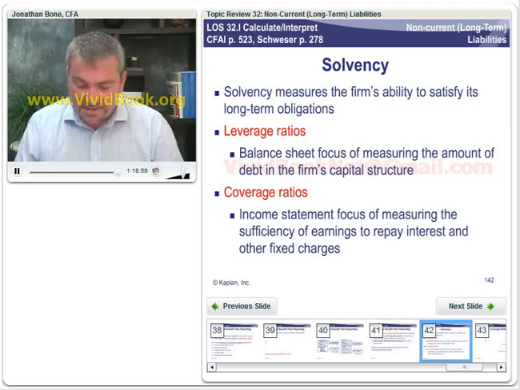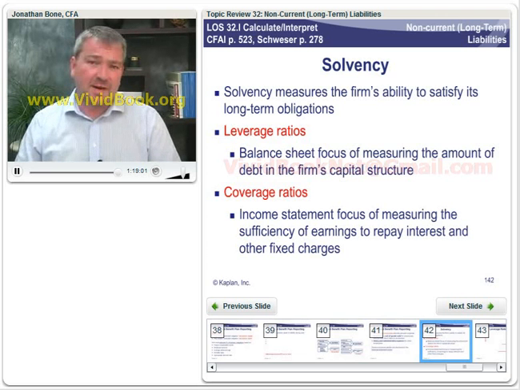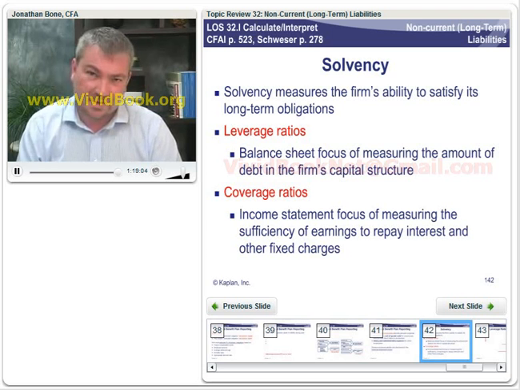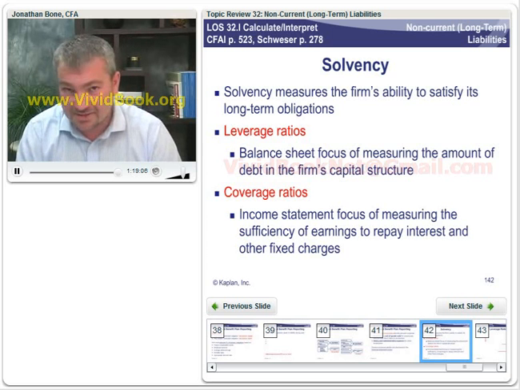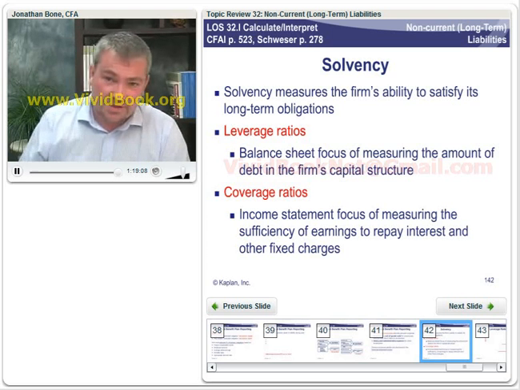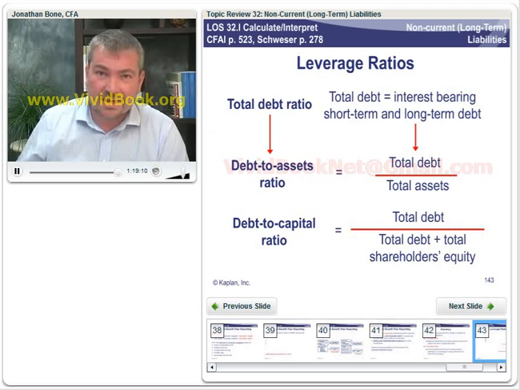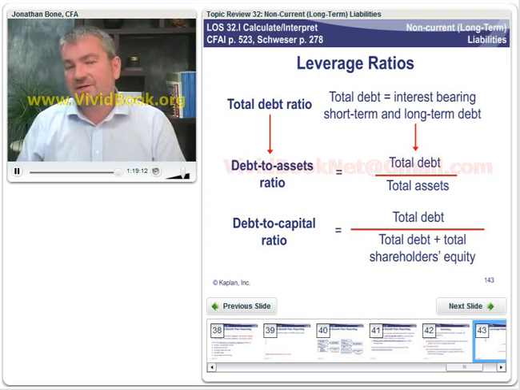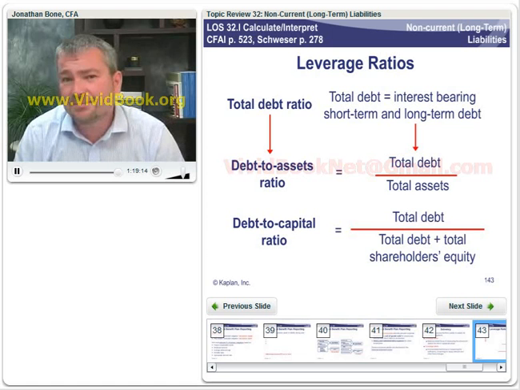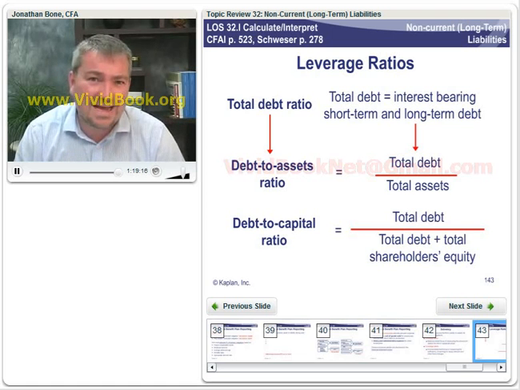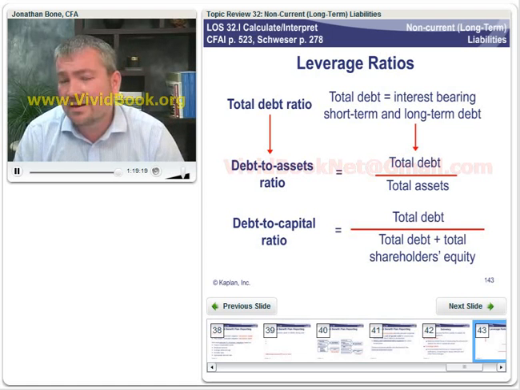So into solvency, calculate, interpret a few ratios. We've got some leverage ratios. We've got some coverage ratios. Okay, and we should have seen all of these ratios before, so no big shocks here. So let's start off with our leverage ratio. The total debt ratio, otherwise known as the debt to asset ratio, is total debt over total assets.